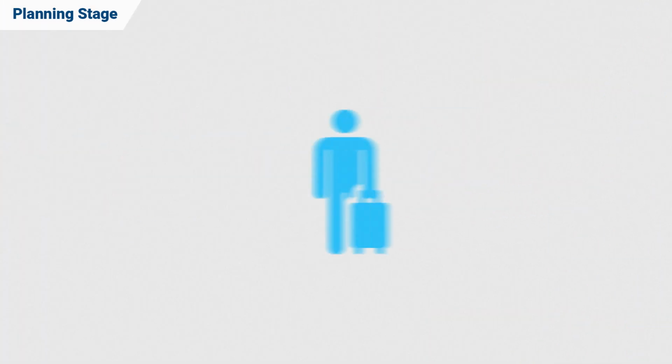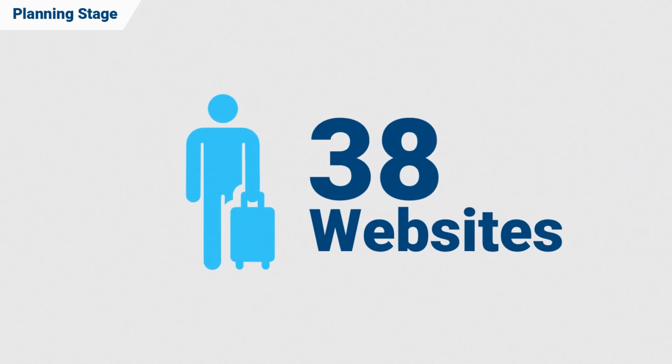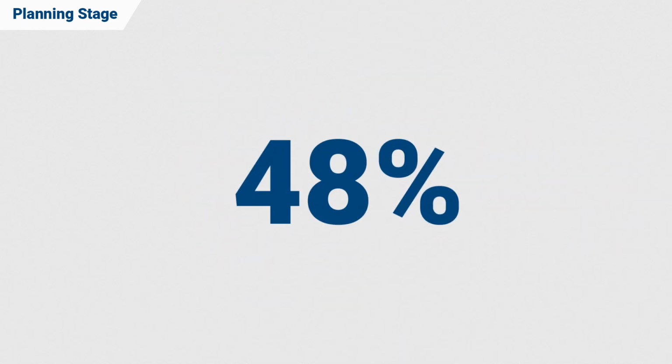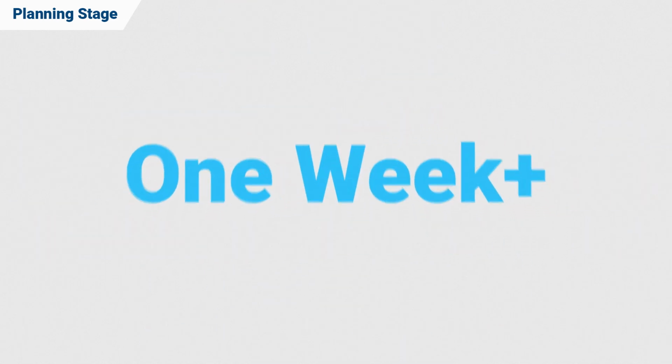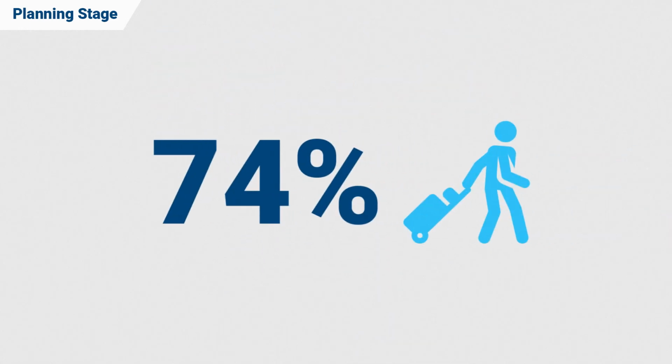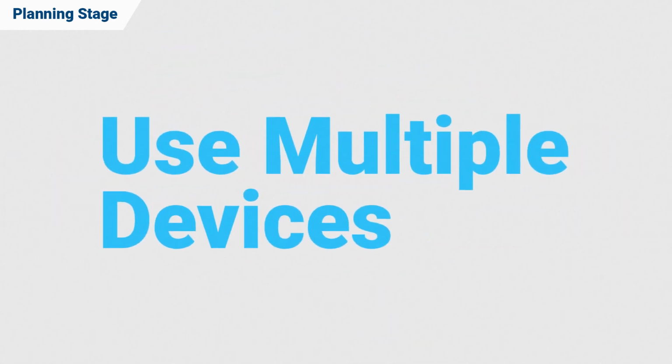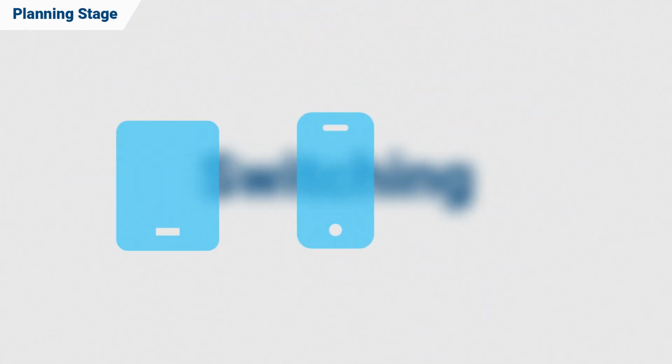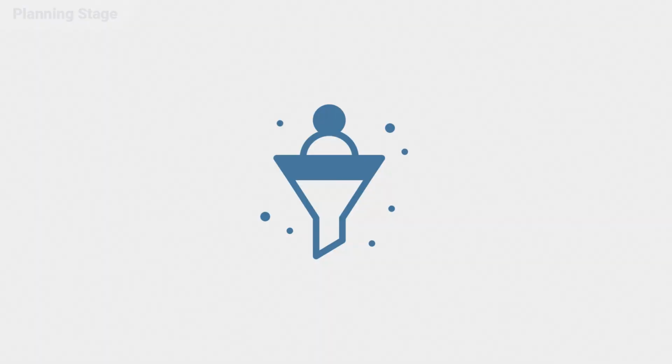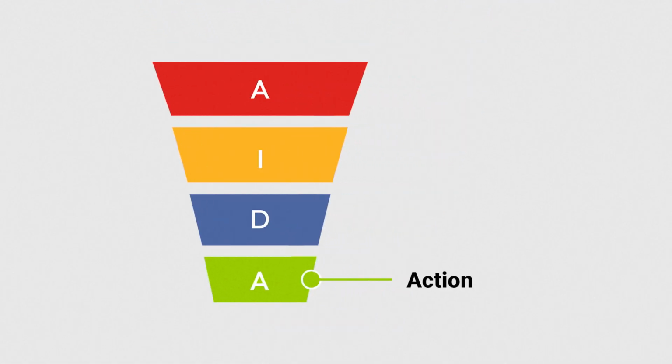Google research found that the average traveler visited 38 websites before booking, and 48% of travelers spend more than 1 week planning a trip, and 74% of travelers use multiple devices for travel planning, often switching between smartphones, tablets, and desktops.